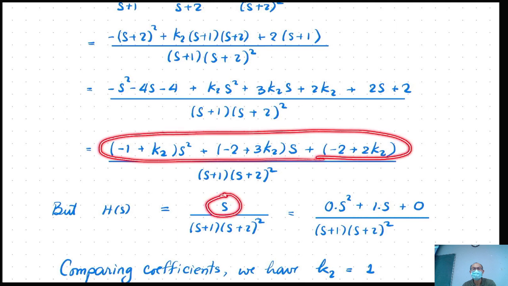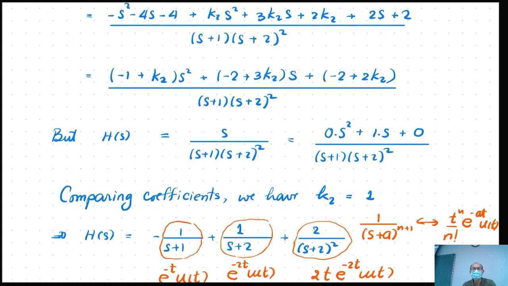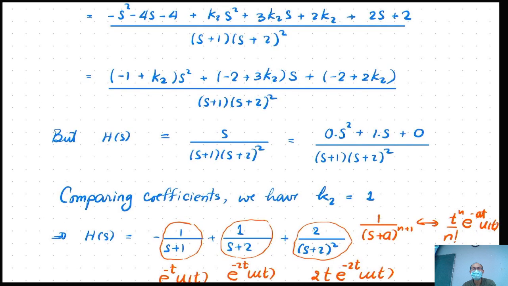So we know that K2 minus 1 has to be equal to 0, while 3K2 minus 2 has to be equal to 1, and 2K2 minus 2 has to be equal to 0 again. So we compare them and we solve the equations. We can see that K2 in this case is equal to 1, and then we have 1 here.